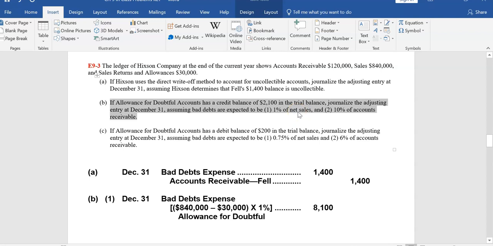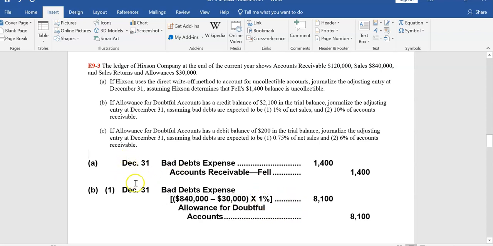And the percentage of sales method says that we are going to take the net sales, multiply it by the percentage uncollectible. That will directly calculate bad debt expense. It's a one-step calculation using the percent of sales method. So net sales is going to be our total revenues of $840,000 minus the returns and allowances, $810,000 times 1%. We will debit bad debt expense for $8,100 and credit the allowance for doubtful accounts for $8,100.